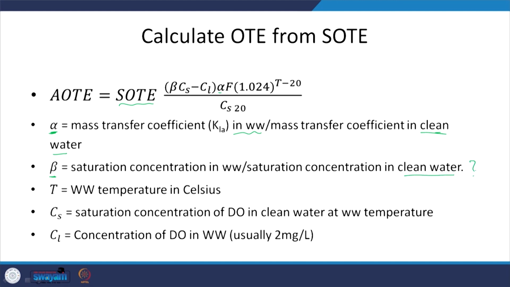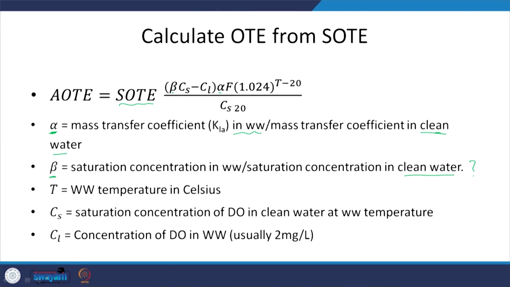Why is there also a difference here? Because in wastewater you are going to have ions and other compounds or impurities that can affect the maximum concentration of oxygen in your water. So, that is why you will have another correction factor for it. And this is the correction factor for the temperature. CS is the saturation concentration of dissolved oxygen in clean water, and CL is the concentration of DO in wastewater, which is the actual concentration in your wastewater. From that you can calculate your actual oxygen transfer efficiency.